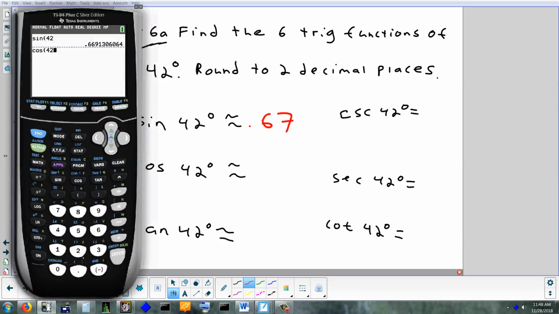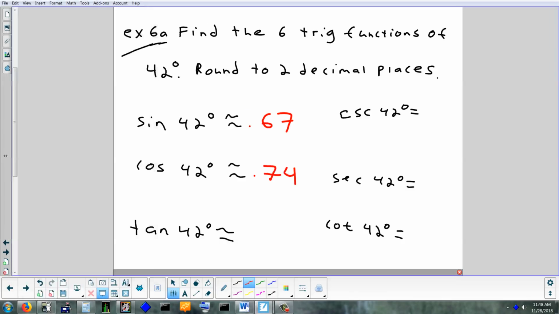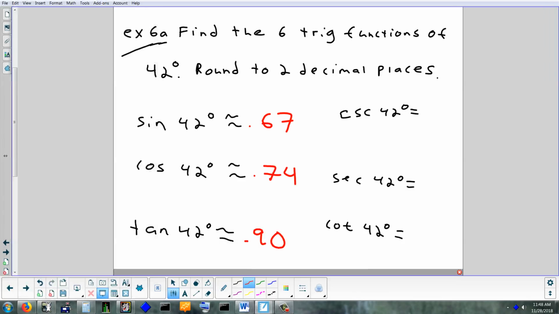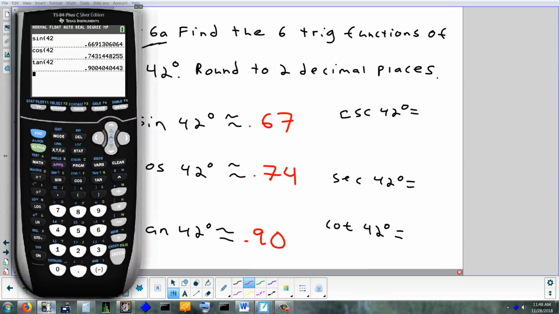Cosine of 42, 0.74. And tangent of 42, 0.90. Now, is there a button on the calculator that says CSC, SEC, or COT? Well, you do second and then the one above it.